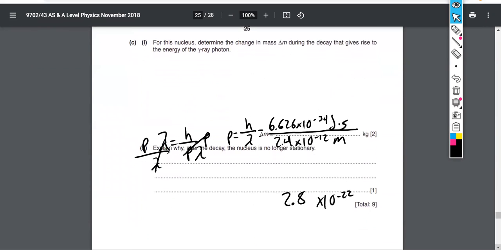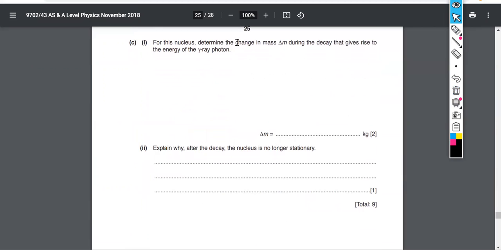All right, and the paper goes on to read, for this nucleus, determine the change in mass delta M during the decay that gives rise to the energy of the gamma ray photon. Here's where you get to use the famous E equals mc squared, where that is the delta M, the change in mass. Since we know the energy was 8.16 by 10 to the negative 14 joules, remember that we converted the electron volts into joules, we're going to divide that by c squared.